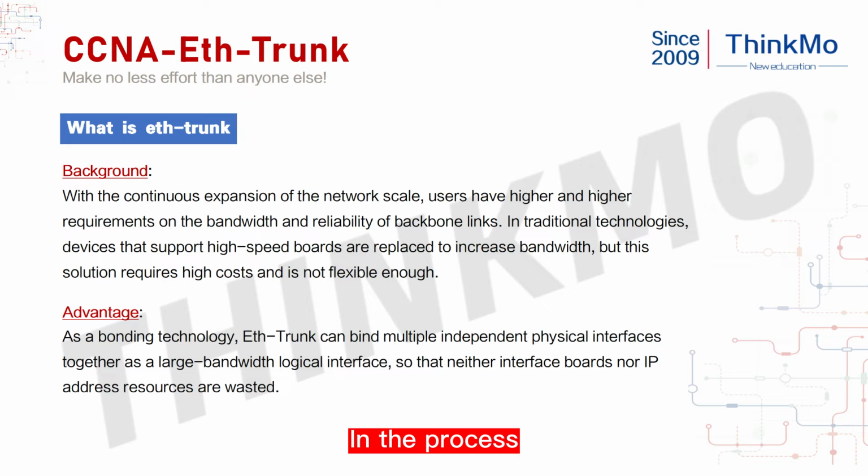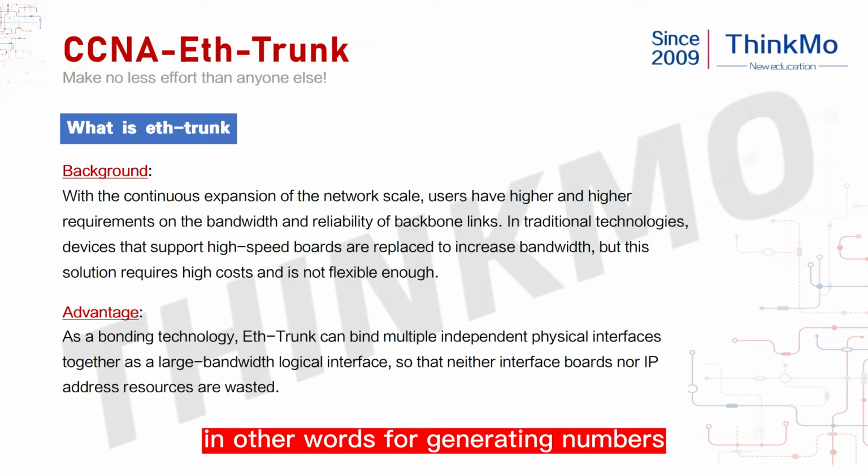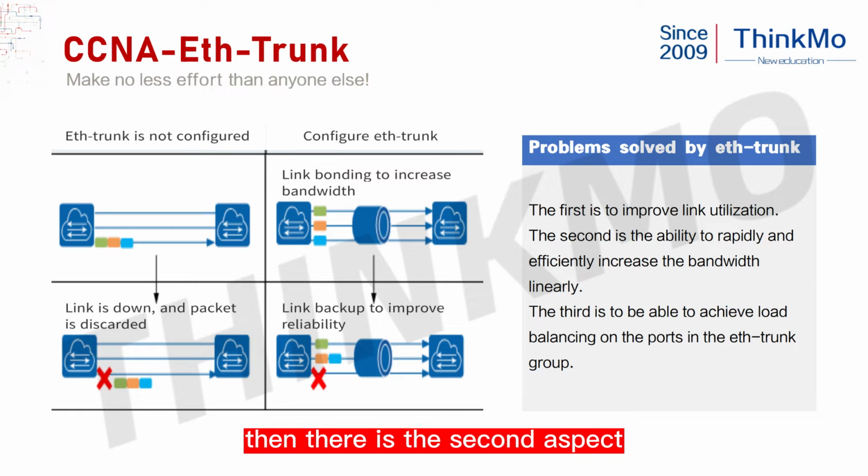In the process, when we bind multiple ports to a logical port, the STP protocol runs on top of the logical port. In other words, when generating the tree, it just knows you have one line. This is the ETH trunk we're talking about. Then there is the second aspect. The ETH trunk provides redundancy. It also improves link utilization.